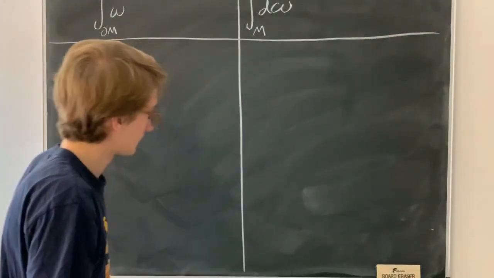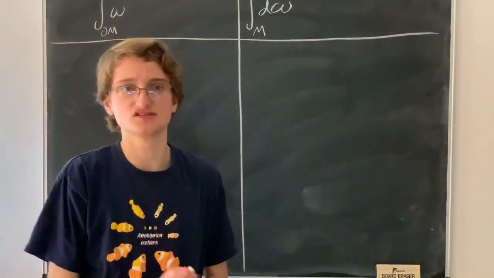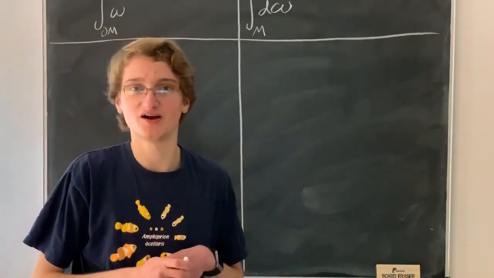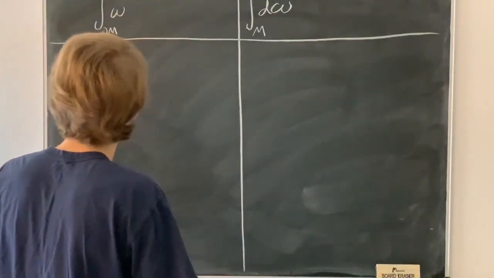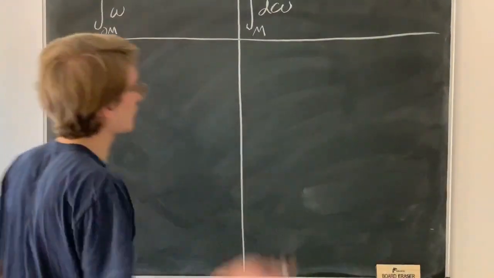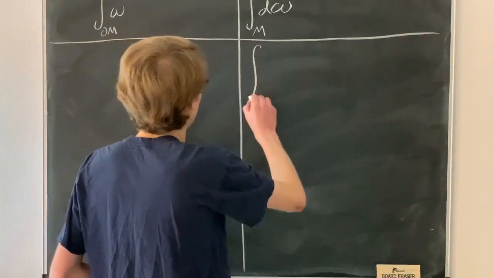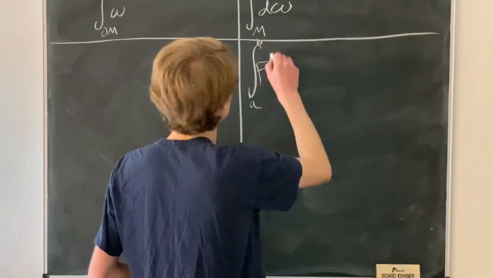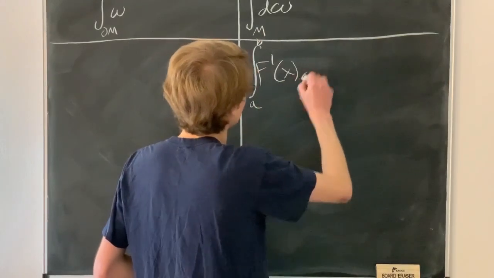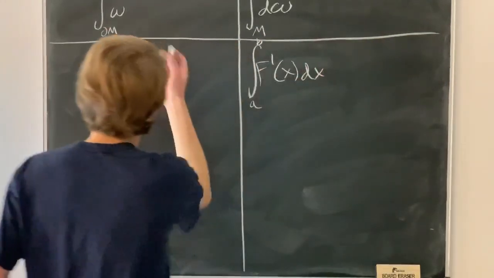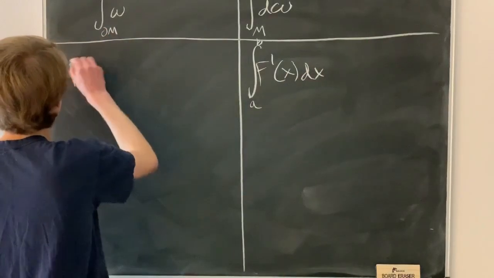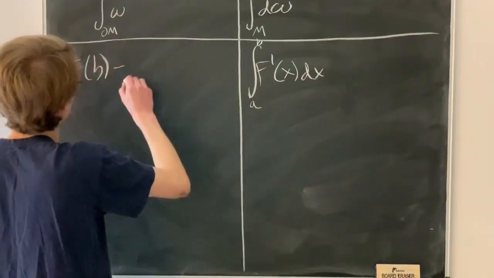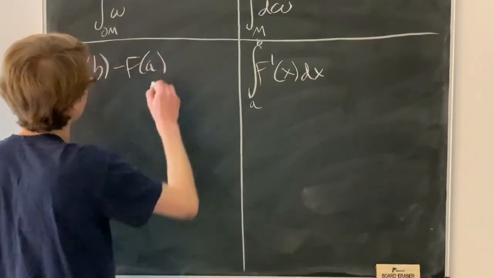So, let's start applying this to some of our formulas, shall we? Okay, well, for the fundamental theorem of calculus, if we are integrating from a to b of a function f prime of x dx, that is going to give us f of b minus f of a.